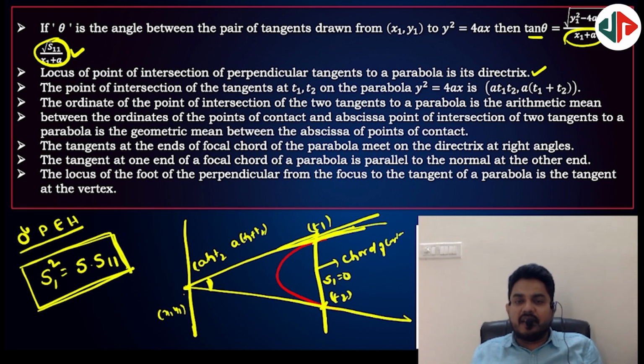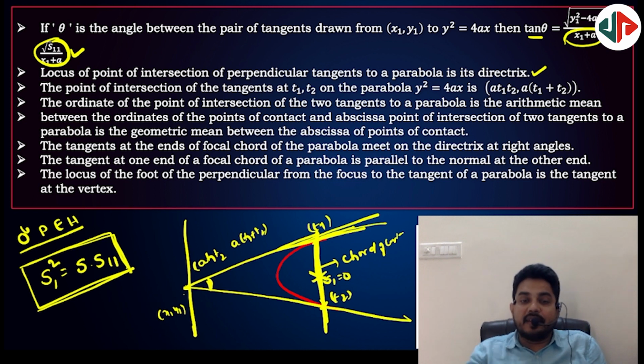So just have a look at this. Please read these properties. Now, if this chord passes through the focus, we call it a focal chord. If this is the focal chord, T1 T2 is equal to minus 1, and the tangents will be perpendicular.